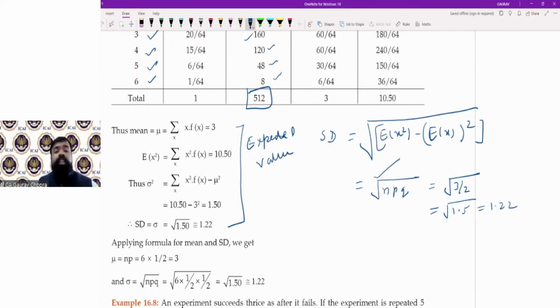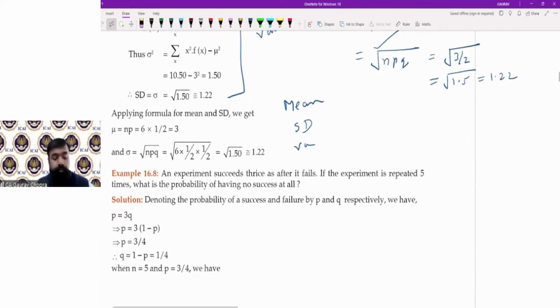Such a lengthy question, of course, cannot come in the exam. Some part of this question can come, like only you have to calculate mean or standard deviation or variance, but this complete table cannot come, because we are having MCQ pattern.